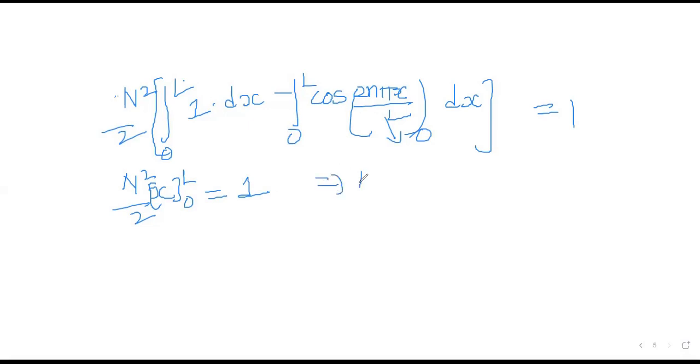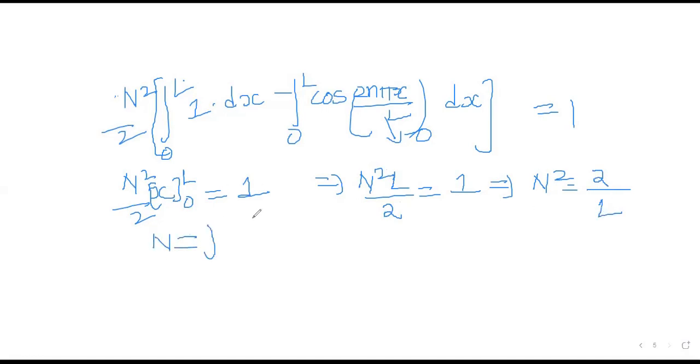Now, n square times upper limit minus lower limit. Instead of x, you substitute the upper limit, and the lower limit gives 0. So n square L by 2 is equal to 1. So n square is equal to 2 by L, the 2 goes to the other side and L stays. So n is equal to under root 2 by L. So we got this value of n, the constant we considered in the starting.